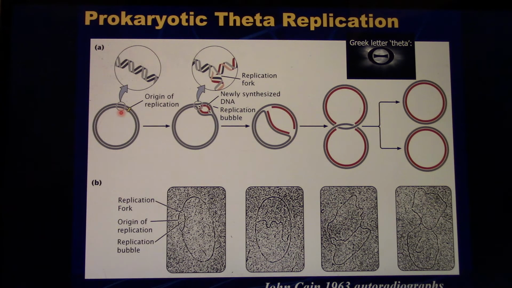And so we have an origin of replication that opens up. The new DNA is shown in red. The old DNA is shown in gray. And the replication bubble gets bigger and bigger until we're done with replication. And it's just at this one point where it looks like the Greek letter theta. So what results is we get 2 circular DNA molecules.